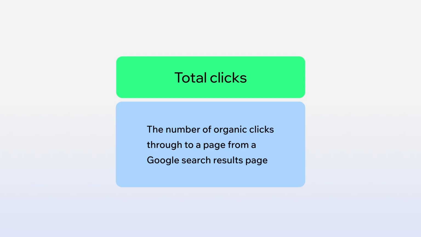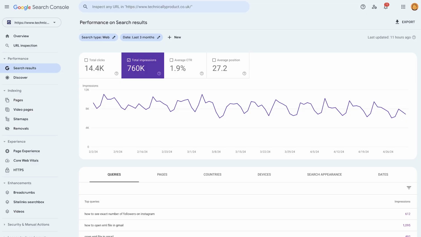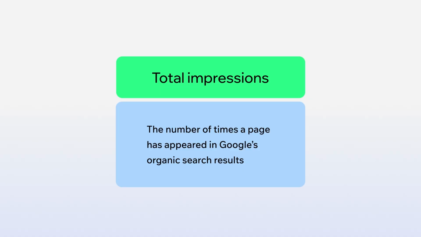That's the number of clicks through to a page from a Google search results page. And that's clicks on organic results, so not paid advertising. Total impressions. The number of times a page from the site has appeared in Google's organic search results.